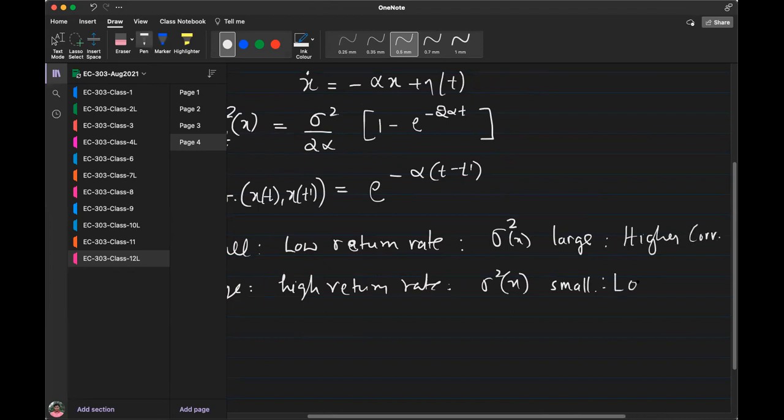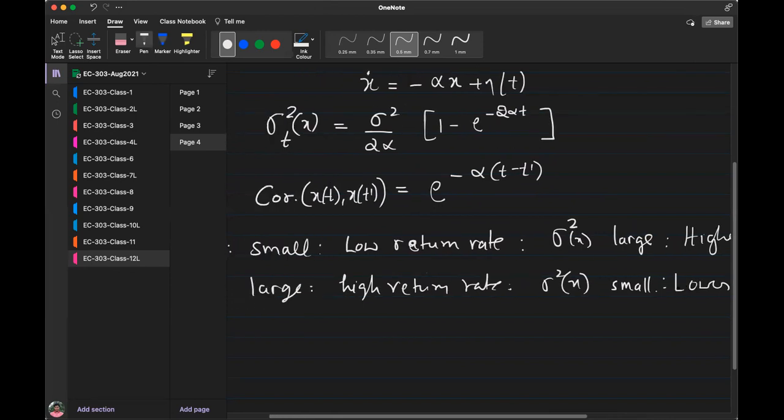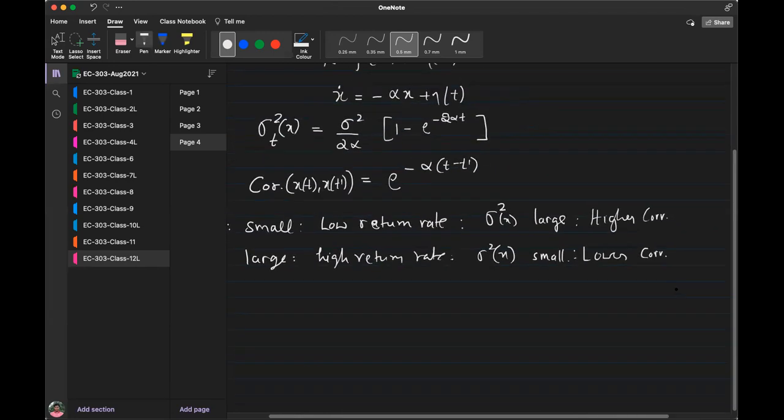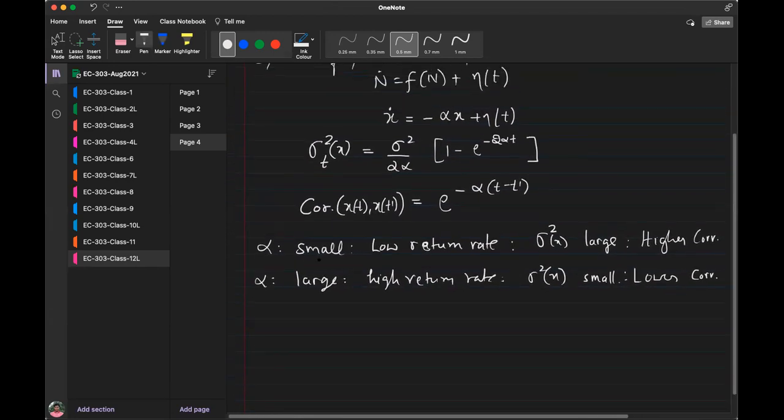And large alpha means lower correlations. Okay, so this is the summary of what we have learned today. Any questions on this?